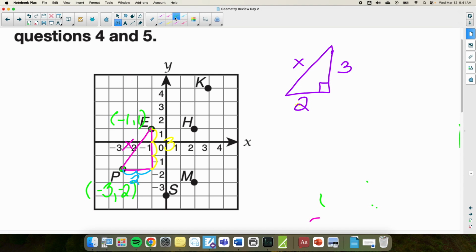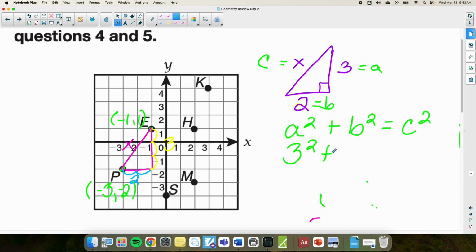So if I was doing that, I could call this my A, this my B, and this my C, and I would go A squared plus B squared equals C squared. A is 3 squared, B is 2 squared, and C is X squared. Okay? Then, if I continue working on that, 3 squared is 9, 2 squared is 4, and that equals X squared.